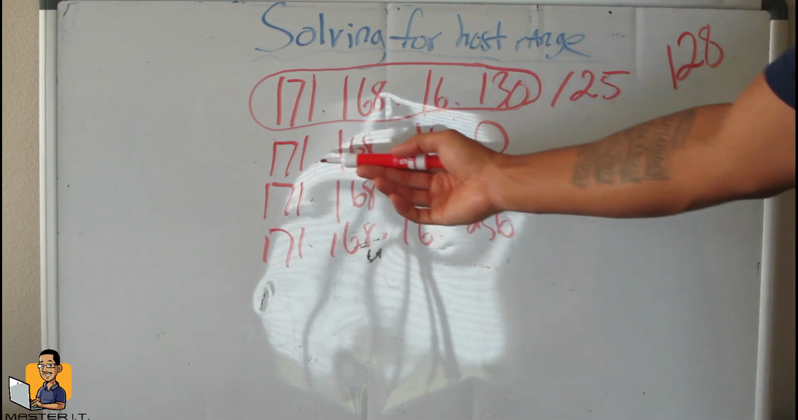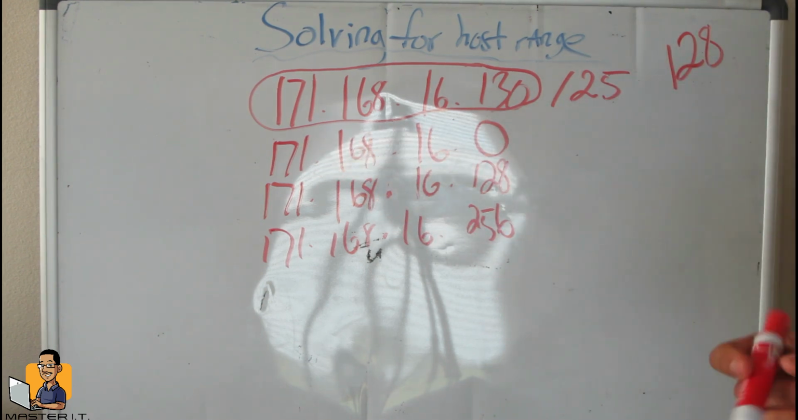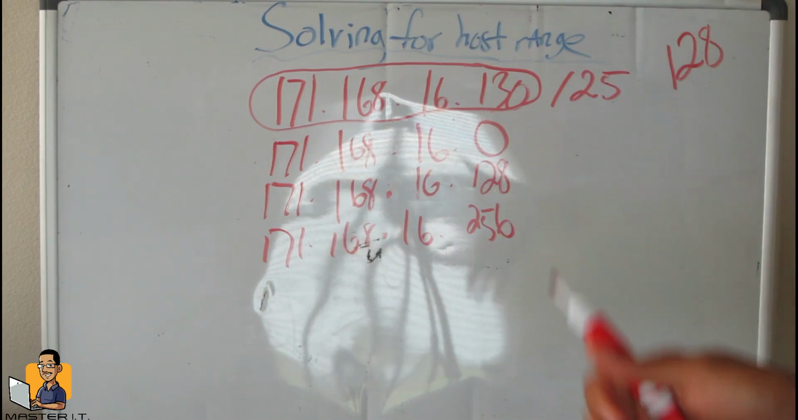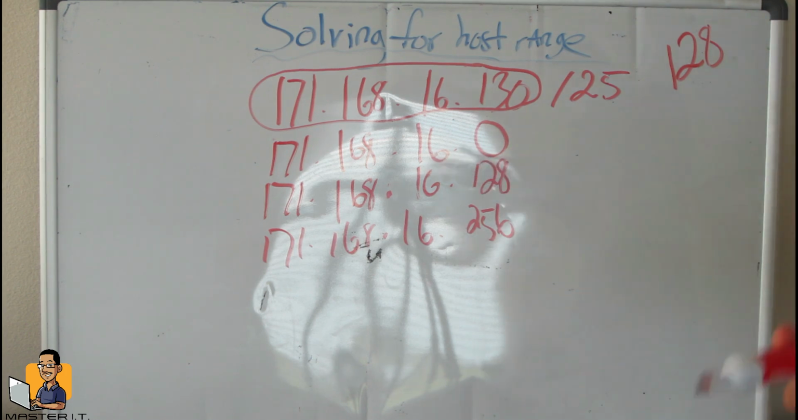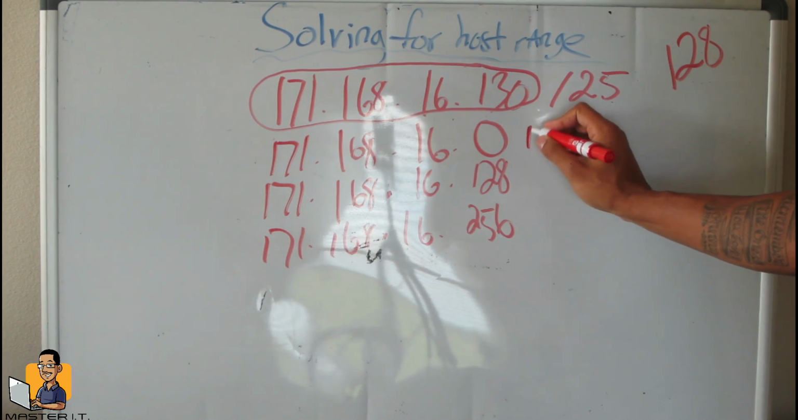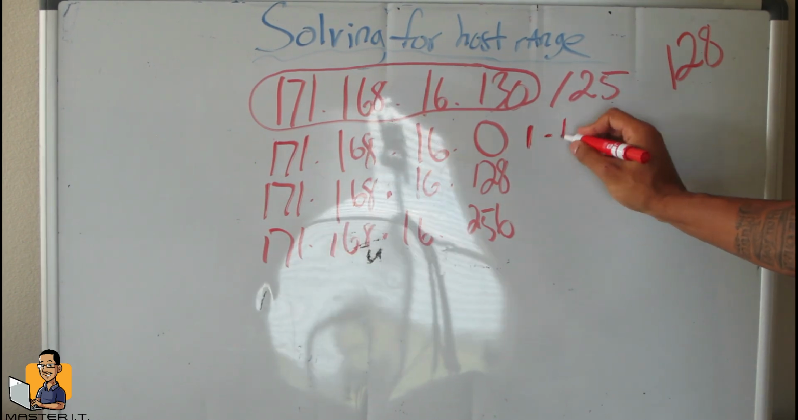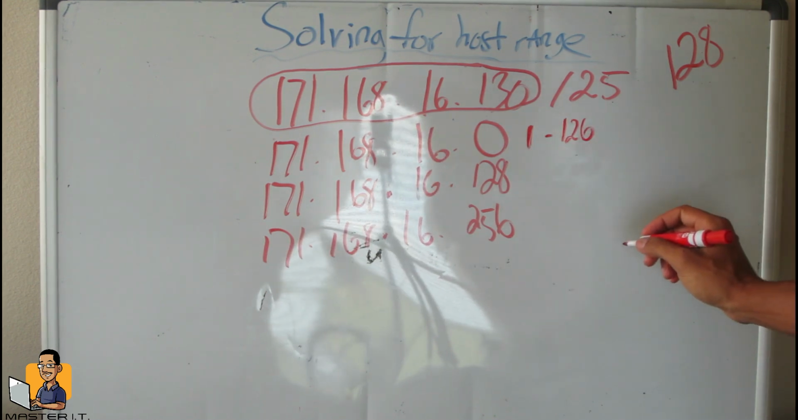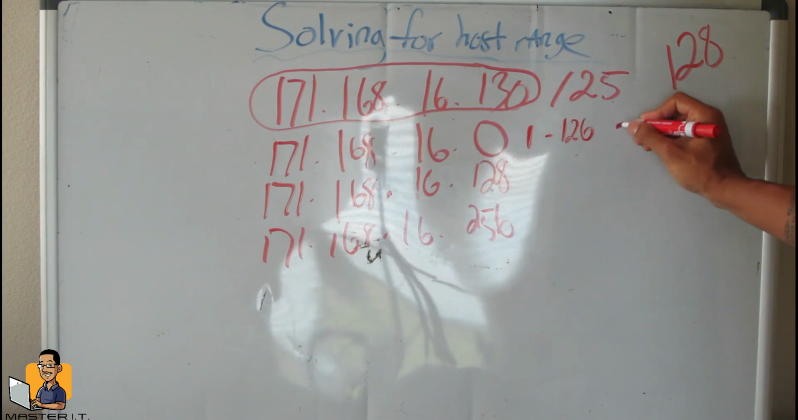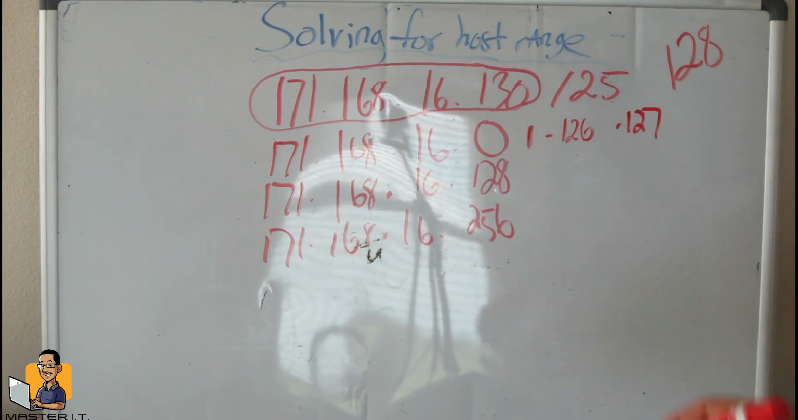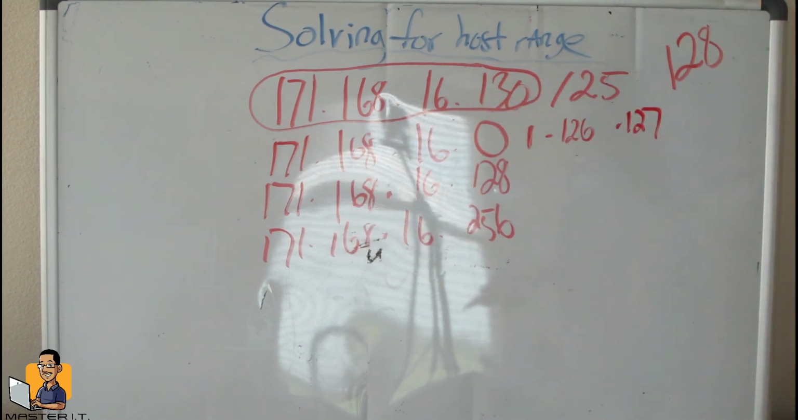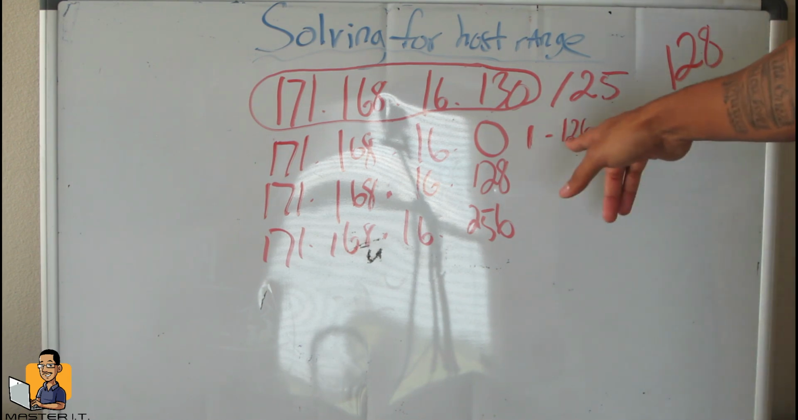171.168.16.0, okay? What is the range for the .0 network? That's what we're gonna figure out right now. The range is gonna be from 1 to 126. The broadcast, which is another number we had to take away, is gonna be .127. So remember, when we actually added this up, /25, how many hosts could you get? 126. That's why that's like that, okay?